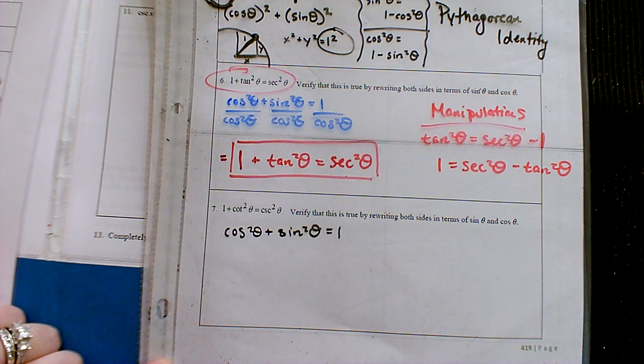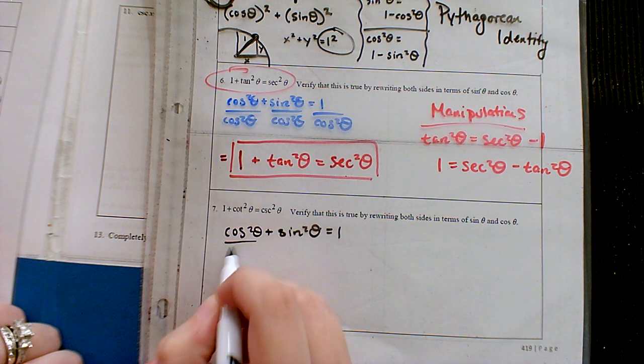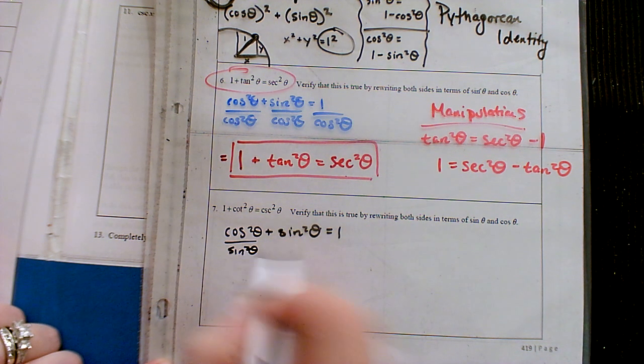Can you think about what we did at number 6? What do you think, Tori? Let's divide by sine squared. Good.